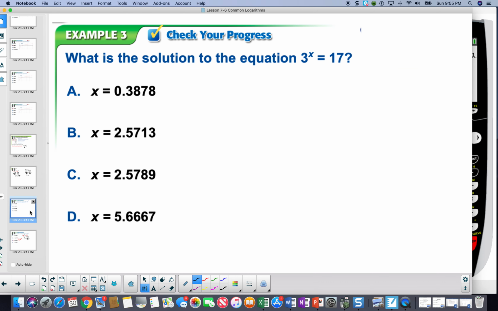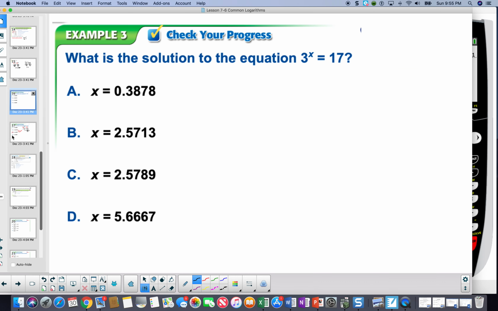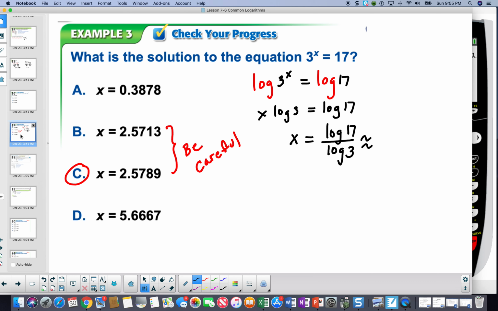All right, let's go ahead and pause and see what you can do on this problem. And here's the answer. Now, the reason I say be careful is because these two answers, the first 3 digits are the same. So you have to be very careful to read your calculator well to make sure that it's going to be this answer.